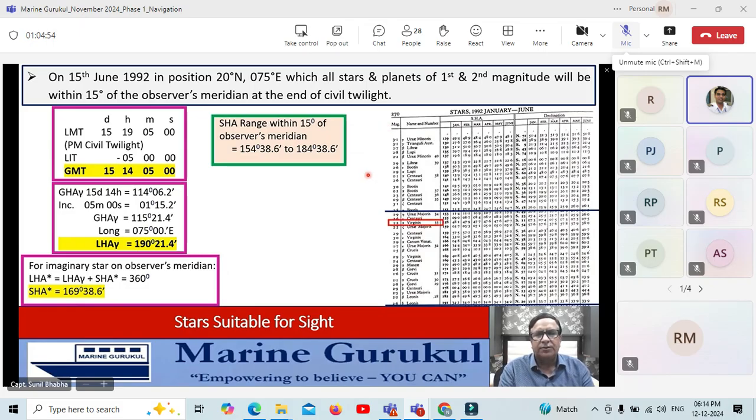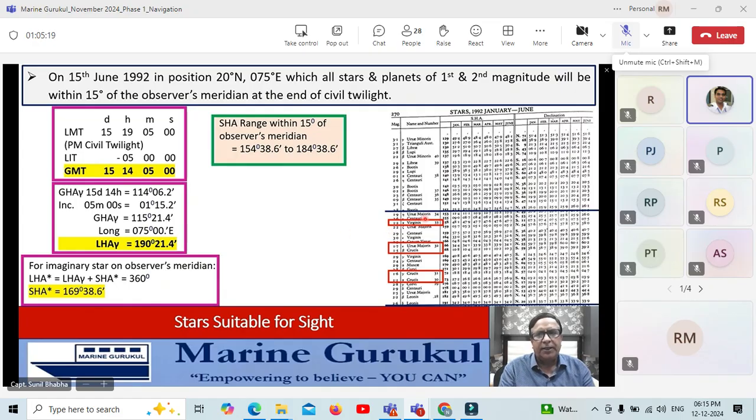So we identify there is one star here of magnitude 1.2. Then there are two stars out here, one of 1.7 magnitude, another of 1.5. Then two more here, 1.6 and 1.1 magnitude respectively. In this range, we find these are the only 5 stars which belong to first and second magnitude. So these are the 5 stars.